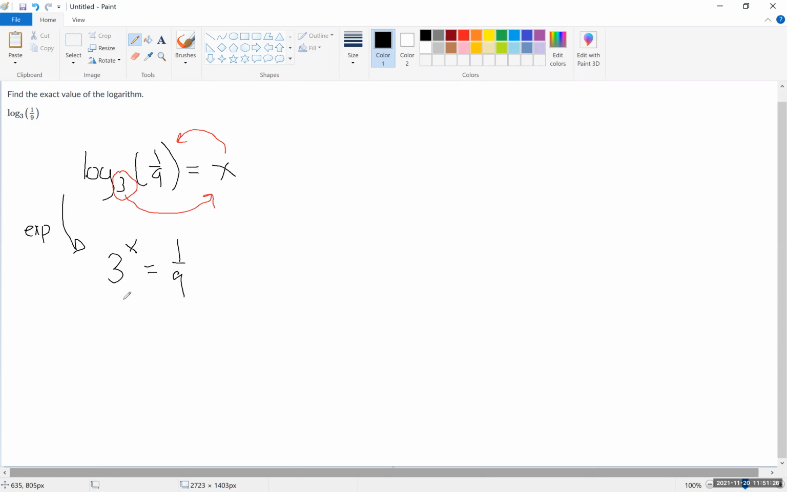Okay. And also the base of the logarithm is the same as the base of the exponent. And in a logarithm, the exponent is on the opposite side of the equal sign, right? It's on the other side of the equal sign. And then you come back to the answer.